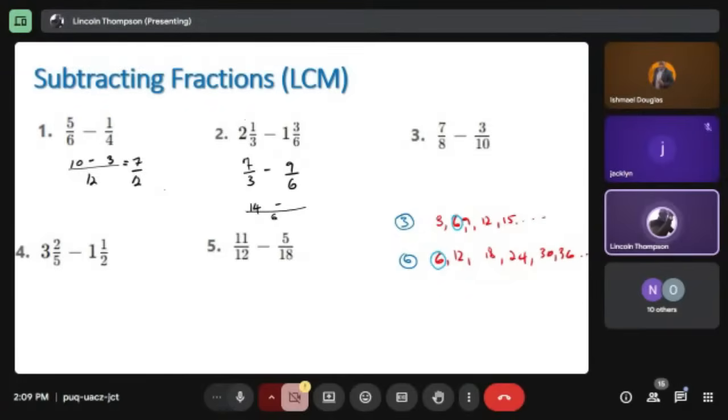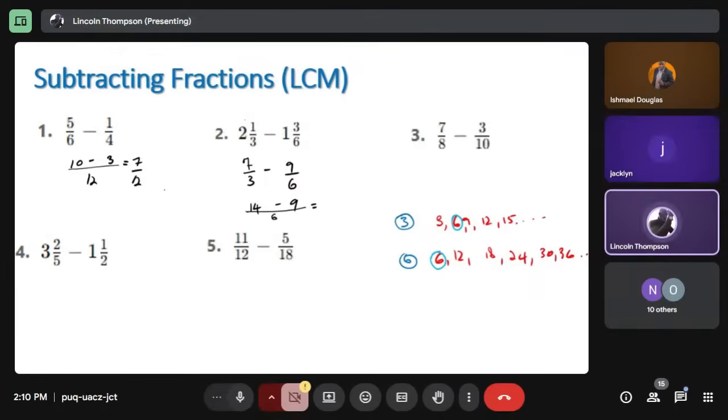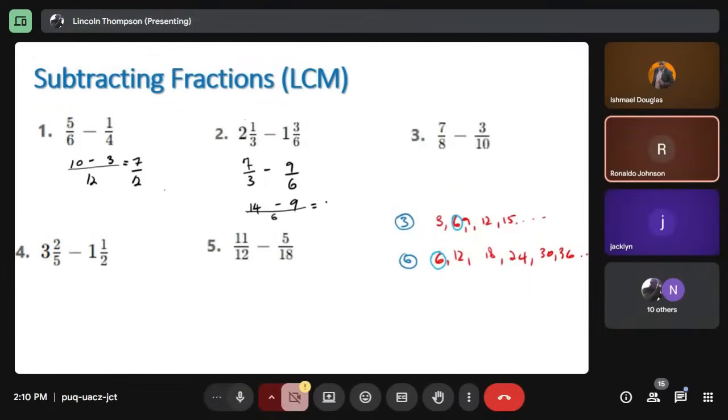Good. So 6 and 6 now, guys. You guys are doing extremely well. 6 divided by 6, 1. What happens to that 1? 1 times 9. You multiply it to the numerator. Excellent. That gave us our 9. Then what happens here? 14 minus 9. And what's that number? 5. Excellent. 5 over 6.